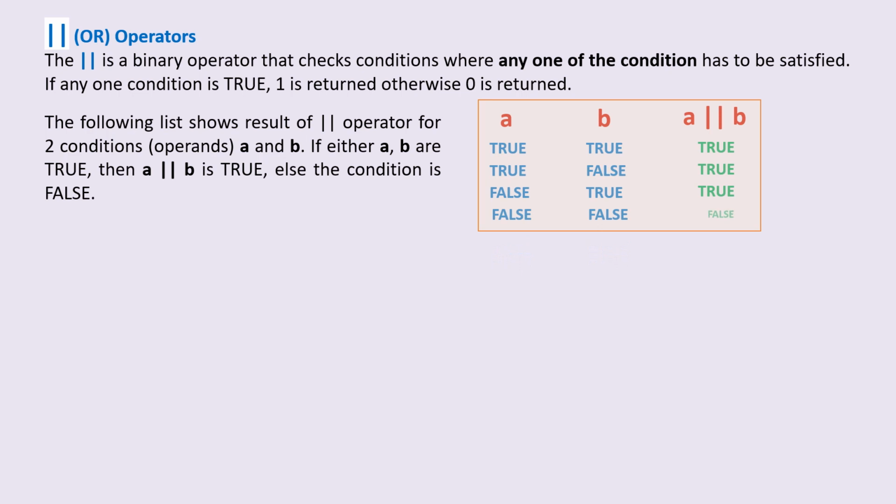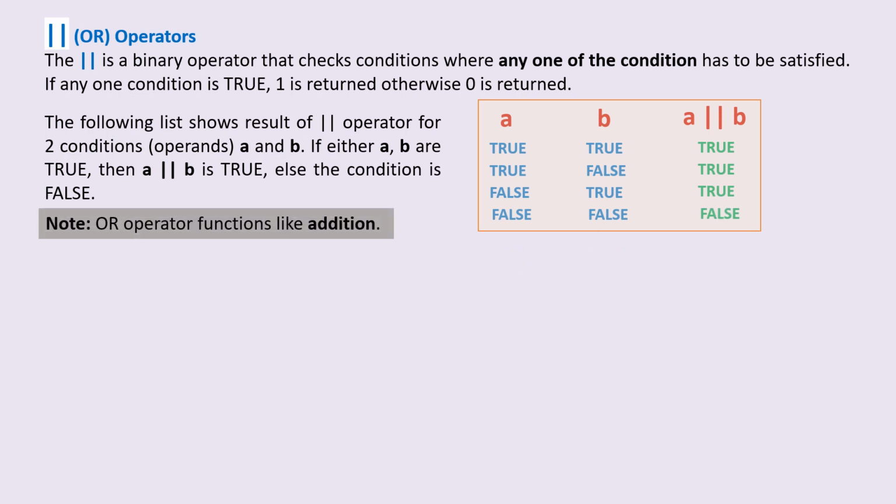Note that the OR operator functions like addition. Let's check the first row. Since A is true, that is, 1, and B is also true, or 1, then A or B would mean 1 plus 1, which is 2. 2 is greater than 0, and that means true. So, the result of A or B is true.